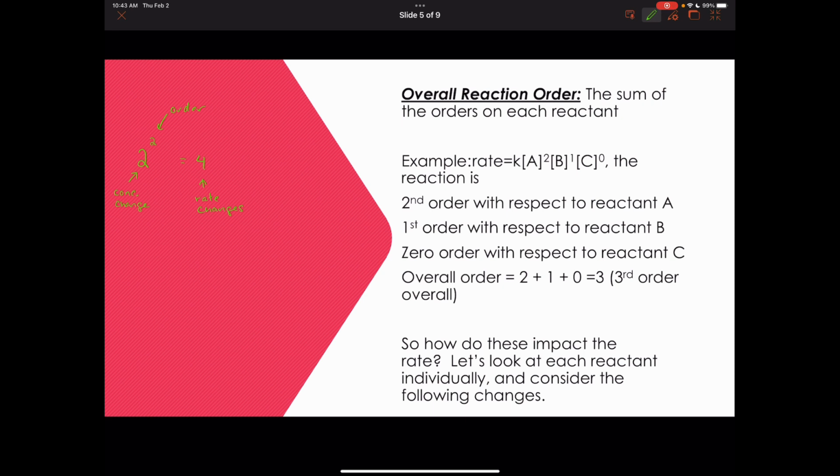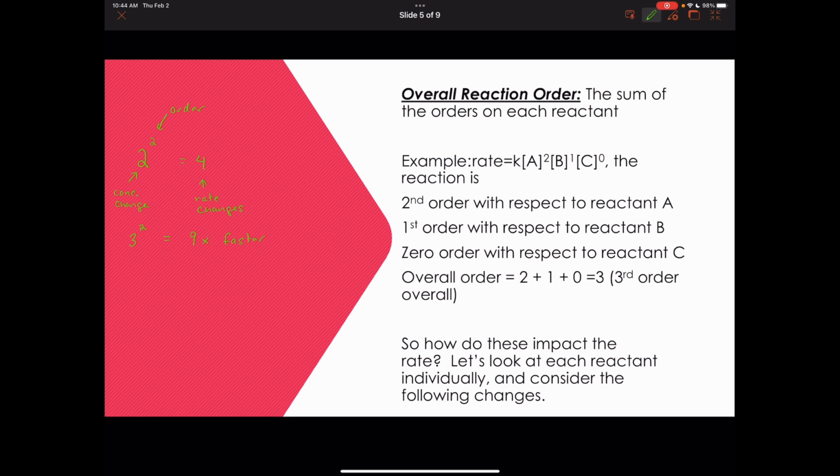If I were to triple my concentration, we would have 3 squared, which would make my rate 9 times faster. And so again, the way my rate changes is proportional to the concentration squared if it's second order.